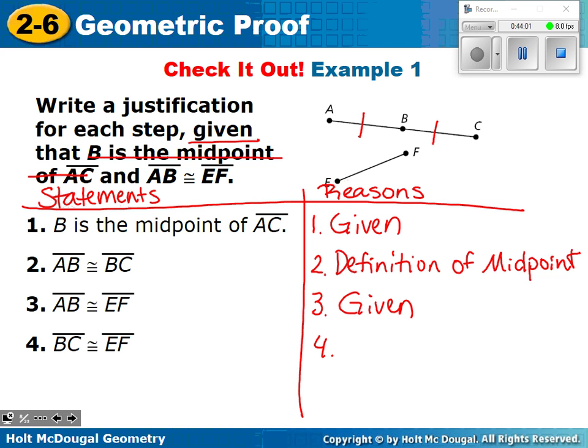Okay, now you've got to think a little harder because you are trying to figure out what's the reason for number 4, which means it could come from all 3 of these up above. So you've got to look at everything you have up above and ask yourself, what did they do to get from these statements to this statement? So let's go back through what we have. B is the midpoint, so now I know AB is congruent to BC, and they told me AB was congruent to EF. And now they're trying to say BC is congruent to EF. So they're trying to say this is congruent to this. And they were each congruent to AB. What did they use to do that?